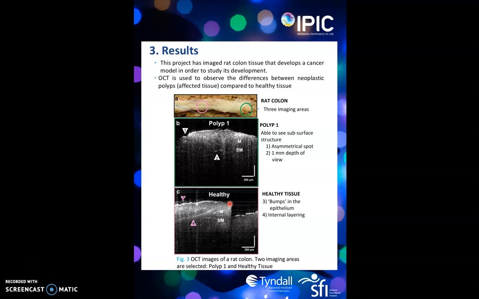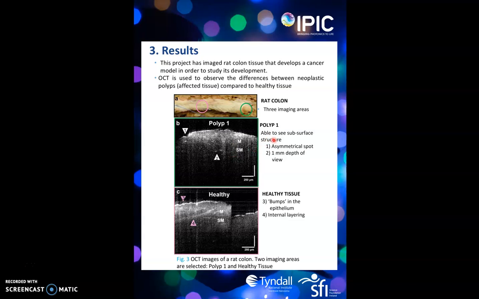So what about our results? So in this project, we have imaged rat colon tissue that is used to develop a cancer model in order to study its development. Now, OCT allows us to observe differences between what is called a neoplastic polyp or affected tissue compared to healthy tissue. So here's our sample. One region has a healthy area and the other one has a developed polyp.